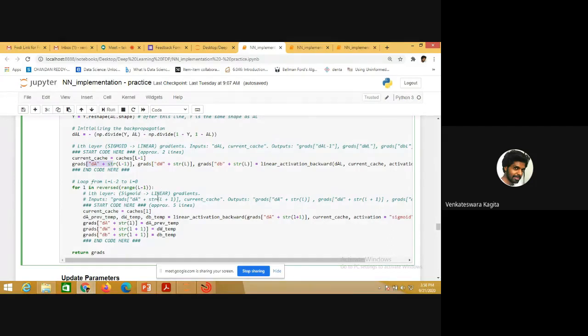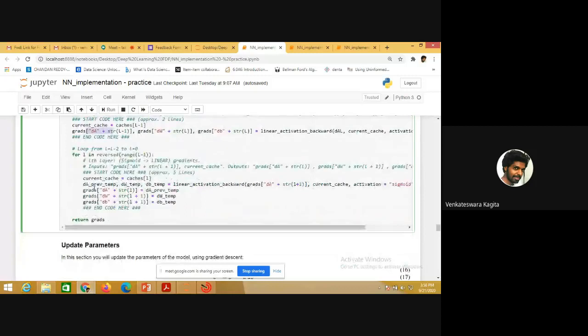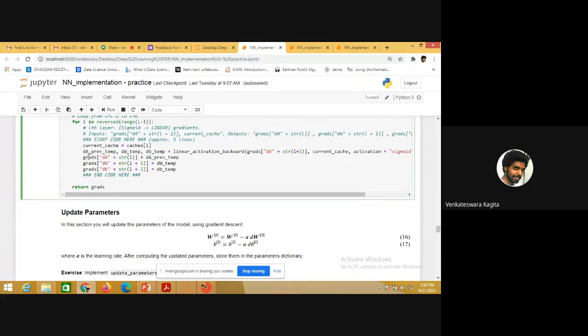Okay, so then you're calling this linear activation backward till layer 2, isn't it? And once you get that dA, dW, dB, you can calculate. This is stored in the gradients. So you have computed the gradients. You just have to update the parameters now. So the derivative of J with respect to a particular parameter is computed and stored in these gradients.